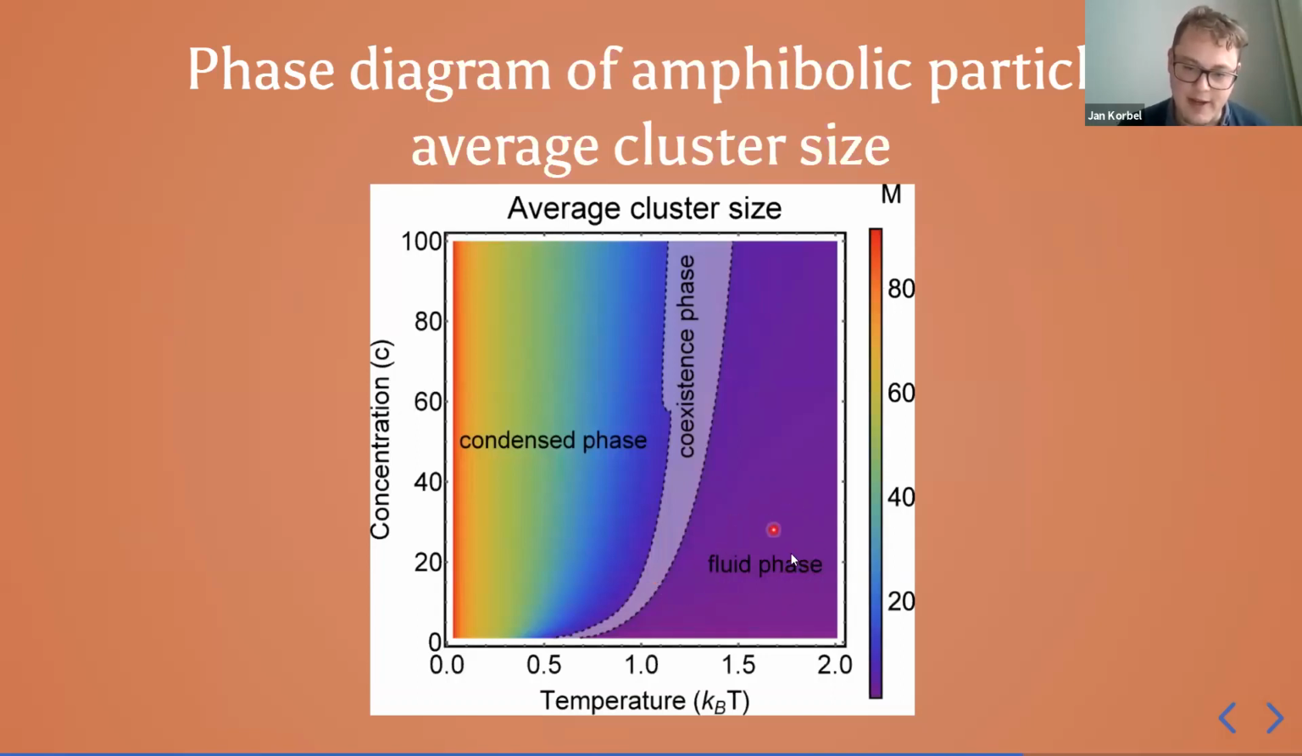This is the fluid phase, where you only observe small free particles or only small clusters are created. Here it's the condensed phase, so basically almost all of the particles form a big cluster, or there are a few big clusters. And there is the transition, called the coexistence phase, where big clusters exist and also some free particles still exist. And this is what people in self-assembly theory in soft matter observe.